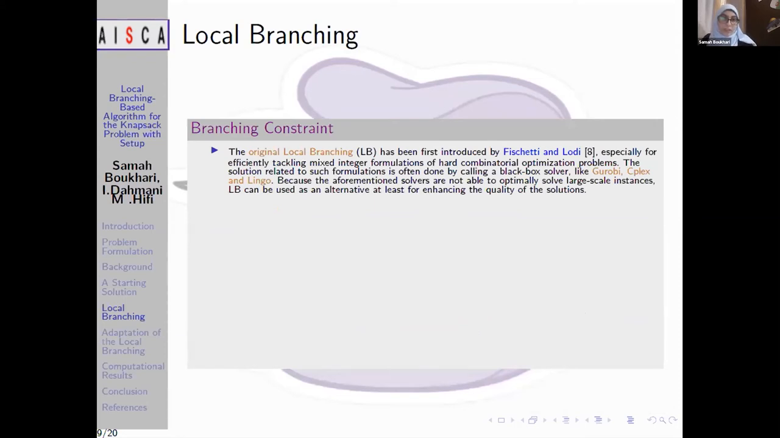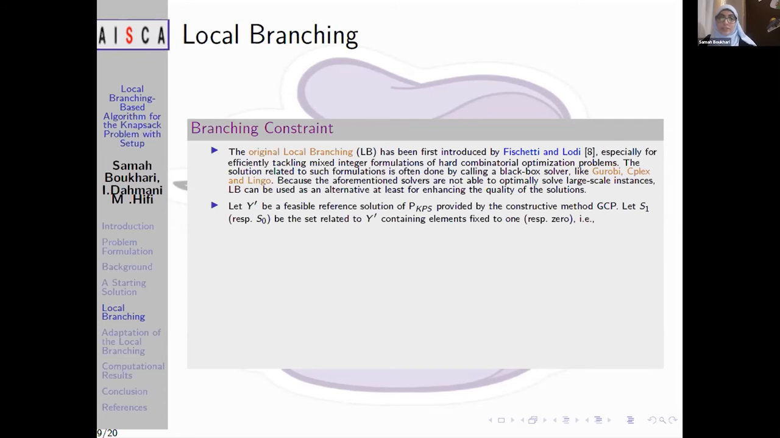The local branching method was first introduced by Fischetti and Lodi, especially for efficiently tackling mixed integer formulations of hard combinatorial optimization problems. The solution of such formulations is often done by calling a black box solver like Gurobi, CPLEX, and LINGO, because the aforementioned solvers are not able to optimally solve large scale instances. LB can be used as an alternative, at least for enhancing the quality of solutions.